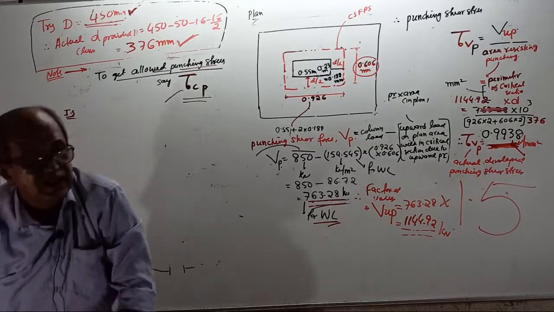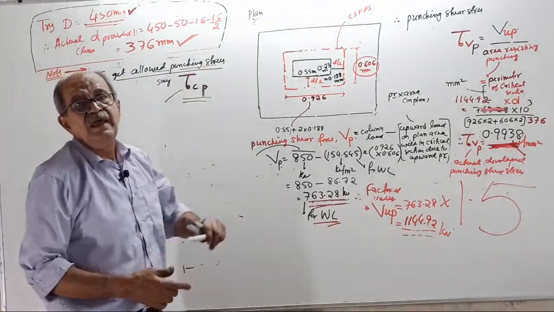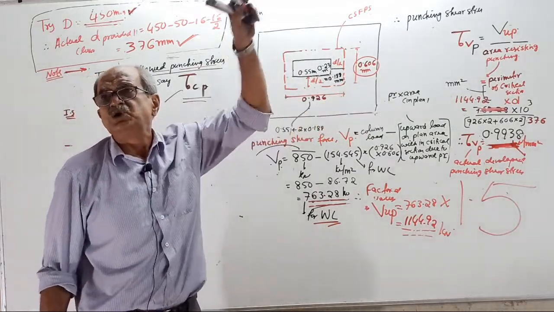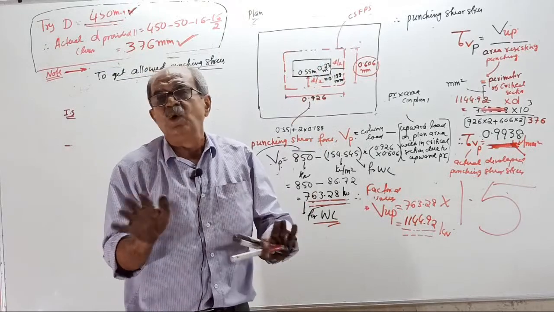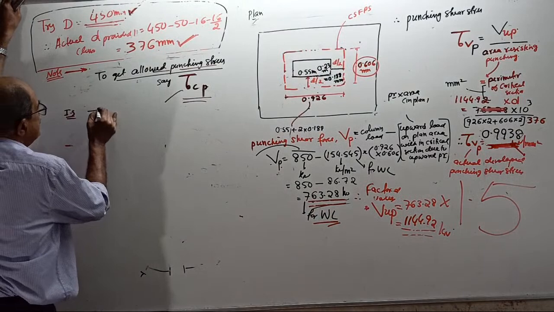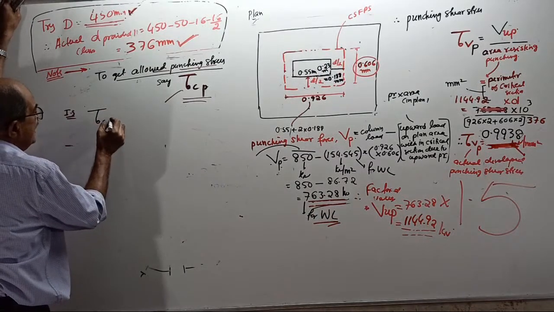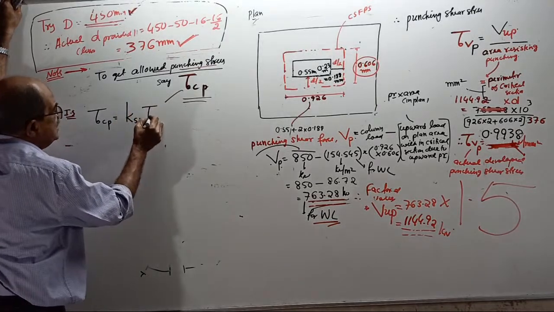Yes, okay. Now remember, allowed stress, IS code told. See, allowed tau C for usual shear depends upon PT. This is not that allowed. This is punching allowed. As per IS code, tau Cp, that is allowed stress, equals Ks into tau C.